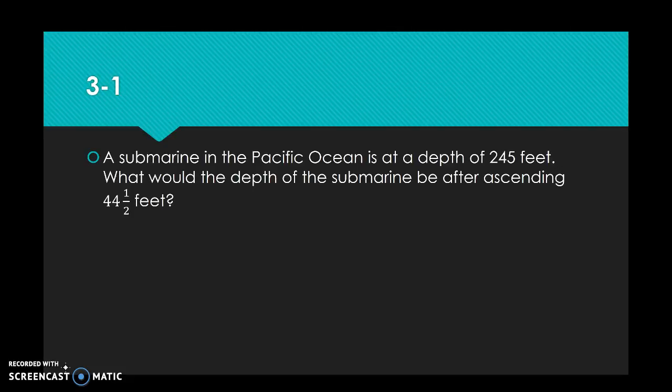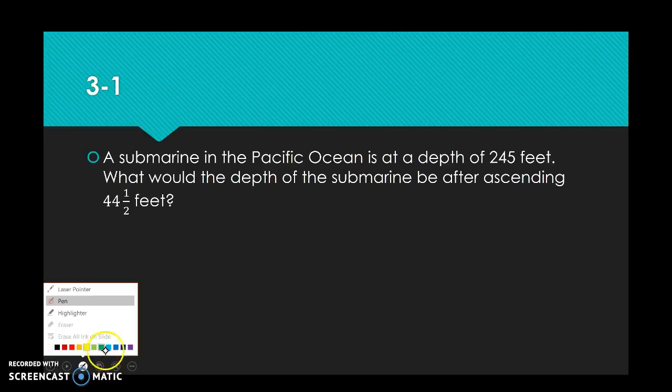All right, so question 1 for the computer station. A submarine in the Pacific Ocean is at a depth of 245 feet. What would the depth of the submarine be after ascending 44.5 feet? So first of all, think about it. It's a submarine, so you want to think, is it above or below the water?